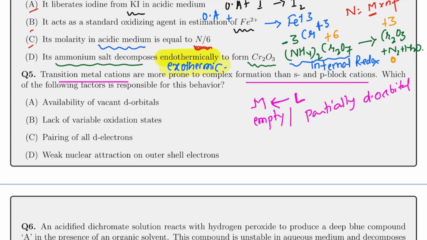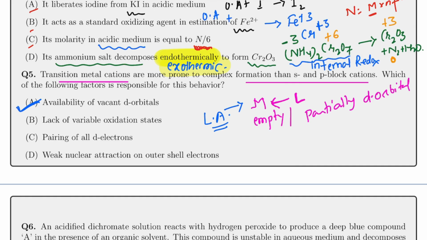So if that is there, then the ligand will be giving its electron to the central metal atom, right? And the central metal atom is taking it. If somebody is taking electrons, then I must say that species acts as a Lewis acid, right? So because of that availability, complex formation is there.